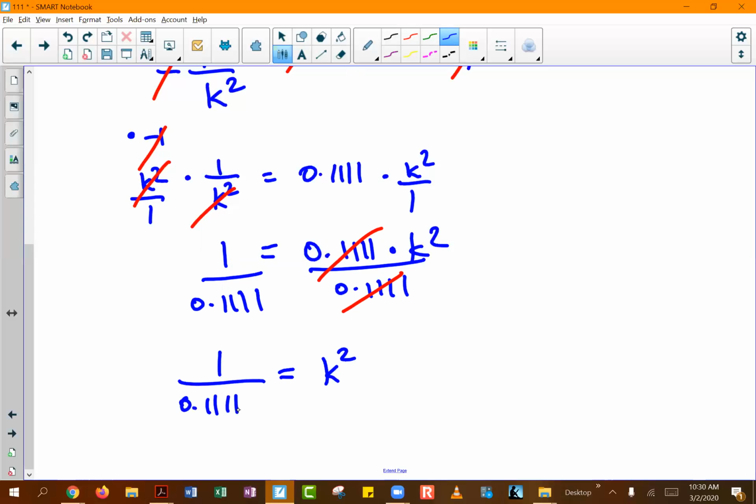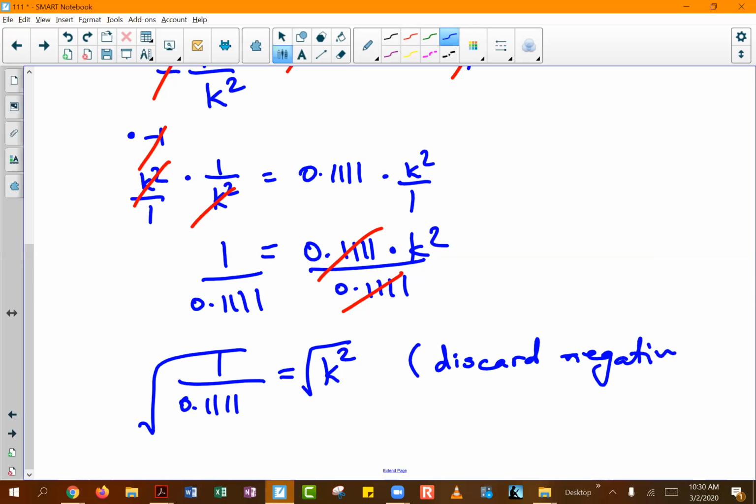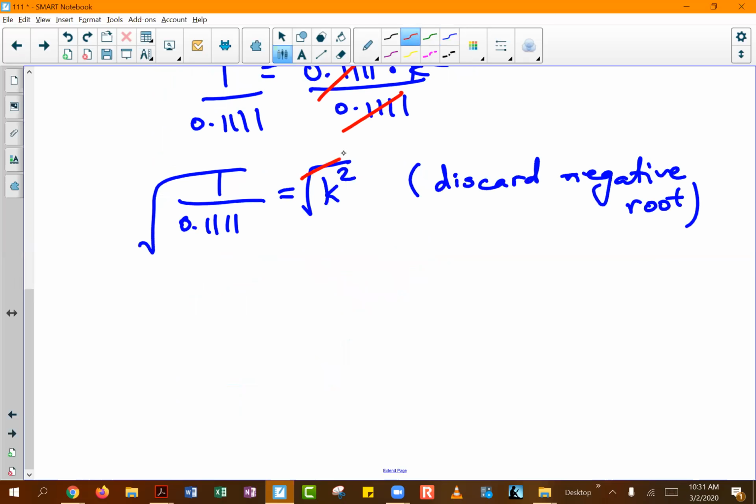K square is now equal to 1 divided by 0.1111. So normally, this is where we would take a square root. When we take a square root, we normally get a positive and a negative root, but we know our k value is going to be positive, so we are actually discarding the negative root. We're just going to stick with positives here. So that square and square root will cancel out.